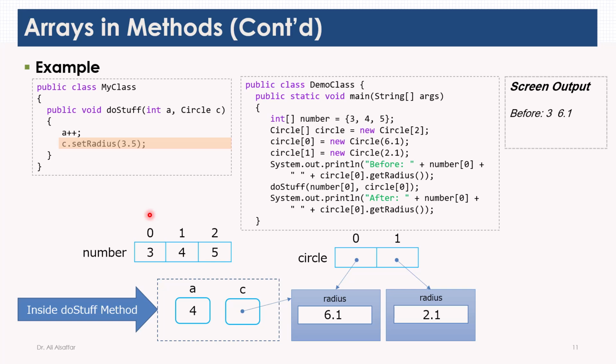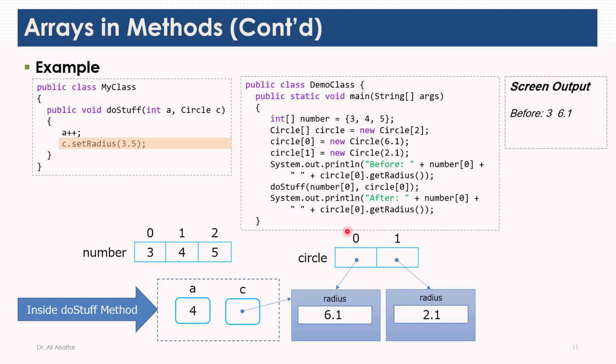Let us see the situation when we pass a reference as an input parameter. Now C is a reference, and C is pointing to an object that is pointed to by the same index variable circle 0. Now inside this method, the method can change the state of the object that C is pointing to, but it cannot change the value of the circle 0 address.